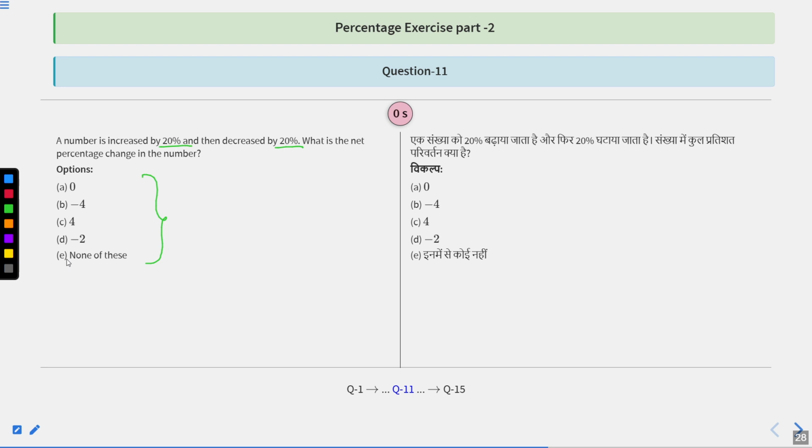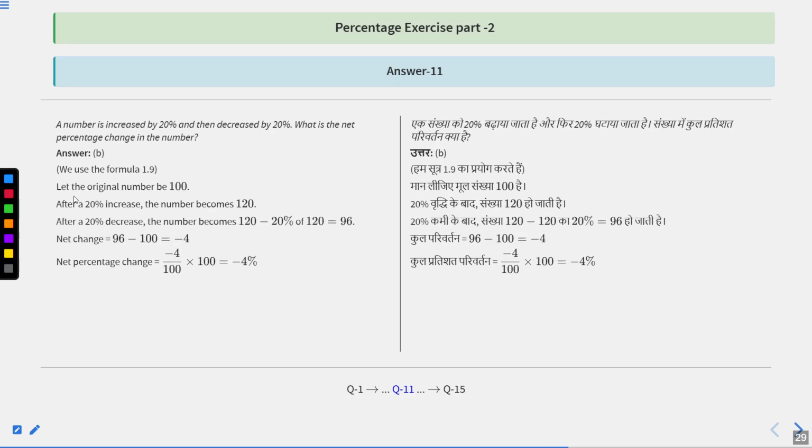Now time's up. Let's see the solution. Let the original number be 100. Then when we increase the original number by 20%, the number will become 120. And after that, when we decrease by 20%, the number becomes 96. So the net change is minus 4, and minus just represents the decrease in value. So net percentage change will be 4 upon 100 multiplied by 100, which is minus 4, and the minus sign represents only the decrease, nothing else. 4% decrease. So the value will be decreased by 4%. So option B is the correct answer.